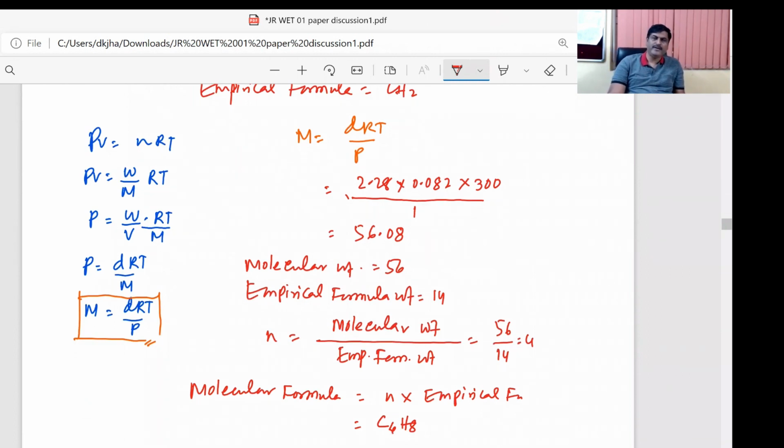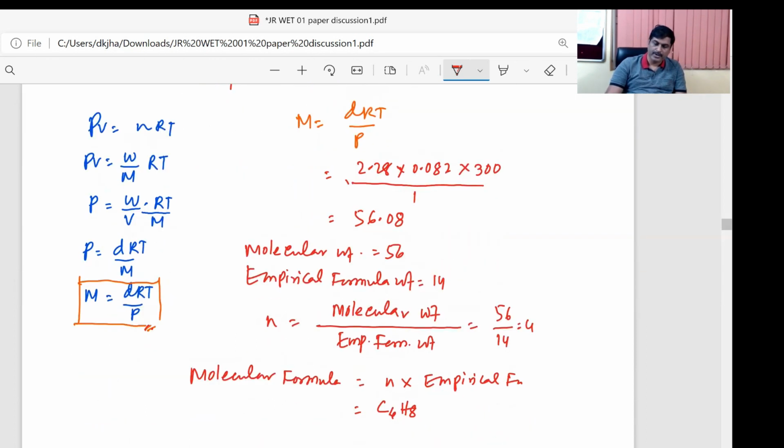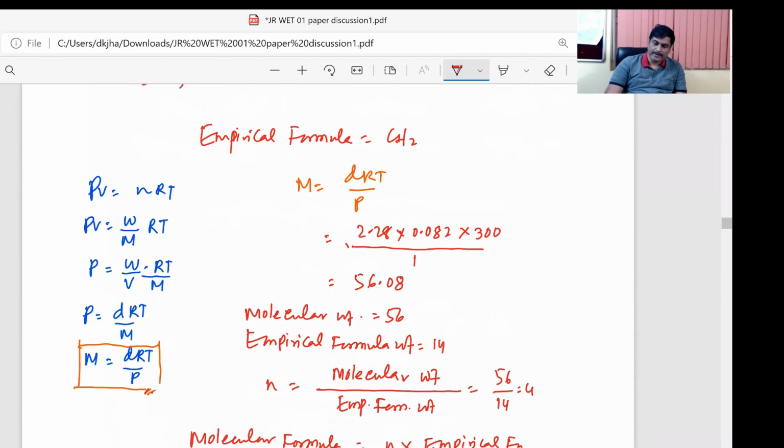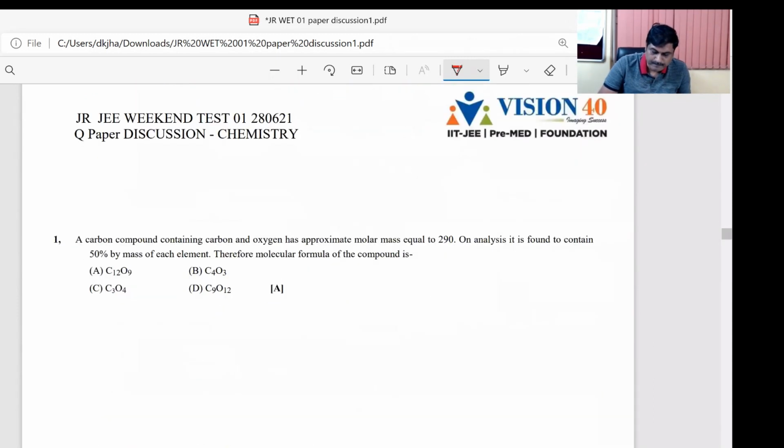You cannot say this is a level 1 question. This is a level 2 question because one more concept was involved. So this formula you have applied. This is the second level of question, where you are applying the concept of density. Right. Move to the next question.